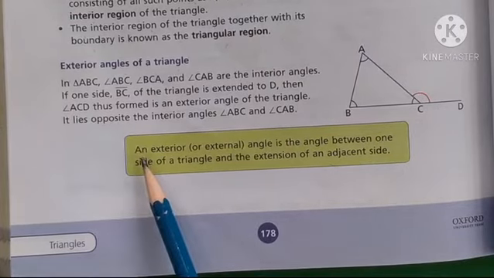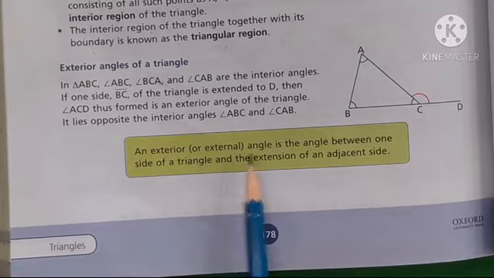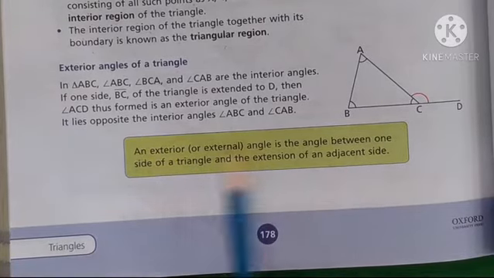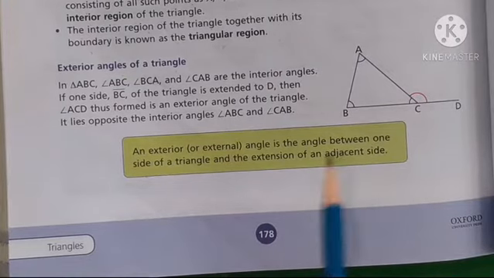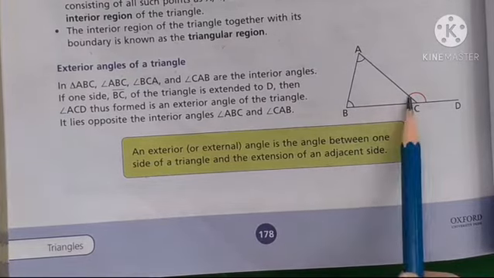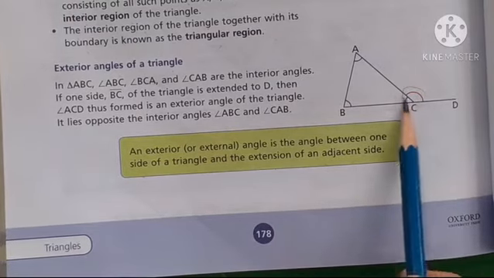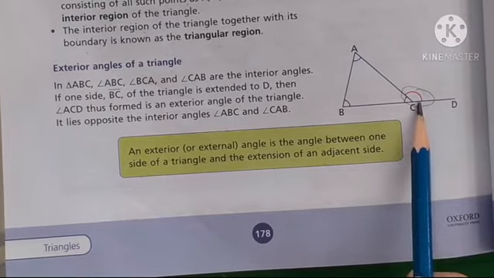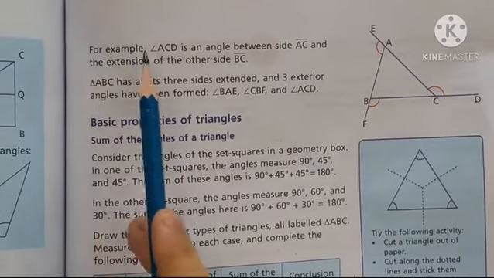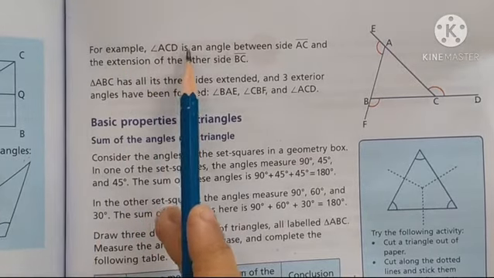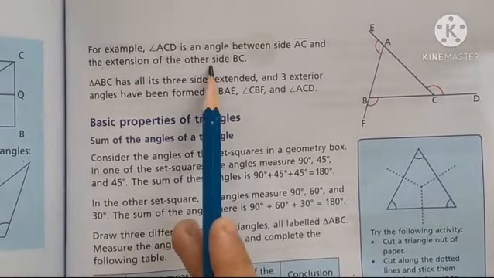The definition of exterior angle of a triangle: an exterior or external angle is the angle between one side of a triangle and the extension of an adjacent side. Look at here. This is a triangle. If we extend this line at point D, this red sign shows the exterior angle of a triangle. Clear students? There is an example. For example, angle ACD is an angle between side AC and the extension of the other side BC.